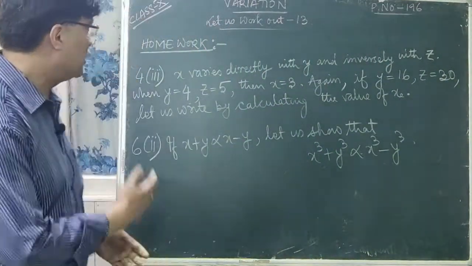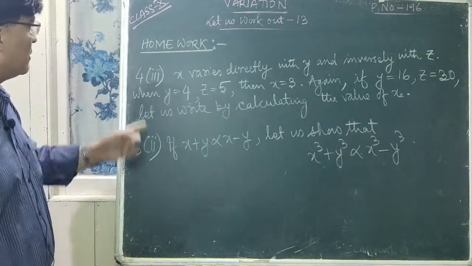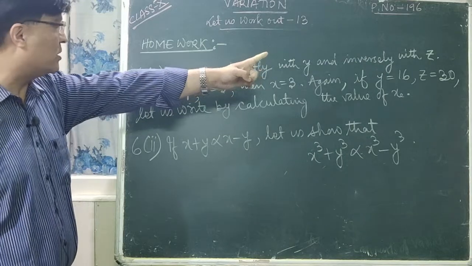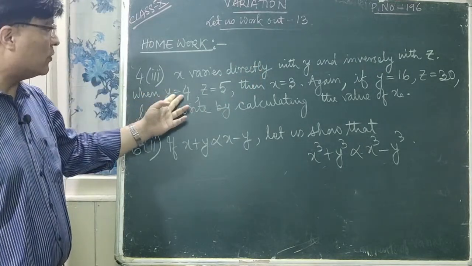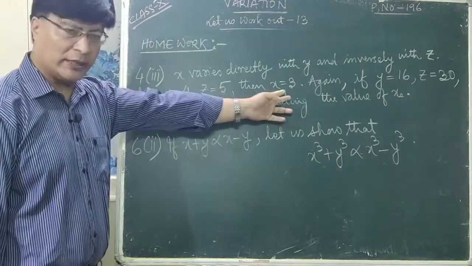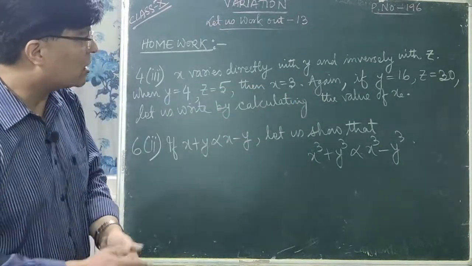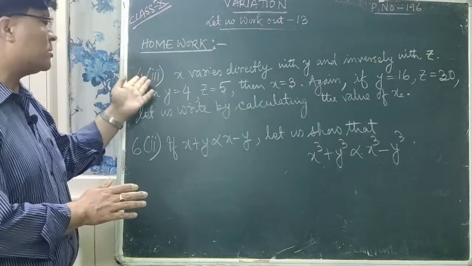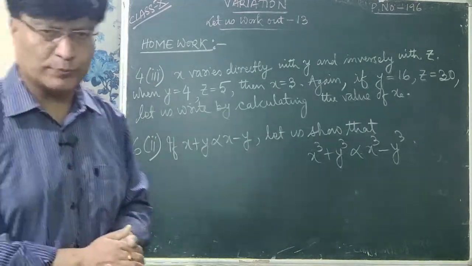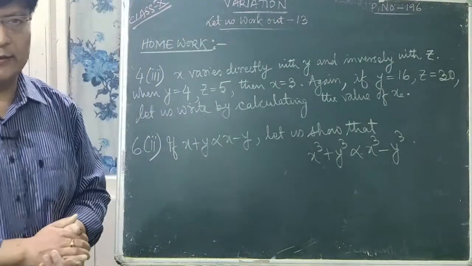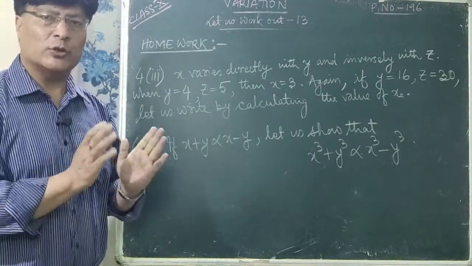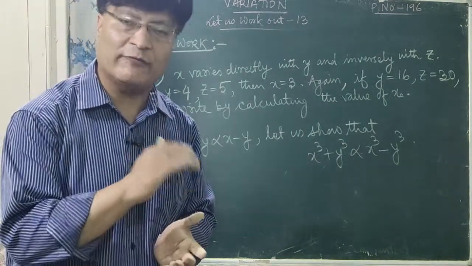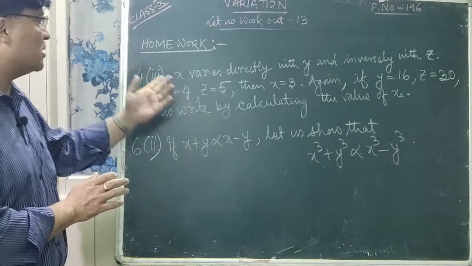So now these are your homework. Question number 4.3: x varies directly with y and inversely with z. When y is equal to 4, z is equal to 5, then x is equal to 3, right? Again, if y is equal to 16, z is equal to 30, let us find the value of x. So this problem is same as 4 number 2. We did it in class, okay? So first you revise 4 number 2, then you can easily do this 4 number 3.